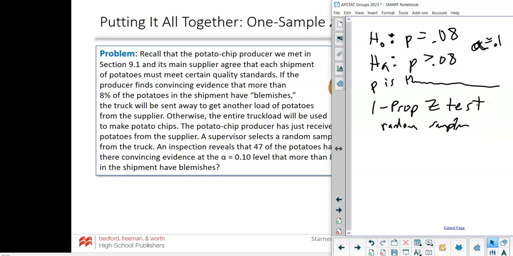Okay, large count, so np, so this would be 500 times p, which is 0.08. And we're hoping that number is greater than or equal to 10. And then 500 times q, or 1 minus p, which is 0.92. We're hoping that number is greater than or equal to 10. And so use your calculator and prove that. I'll show you that in a minute.